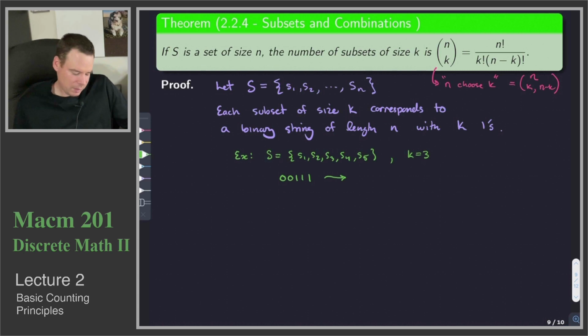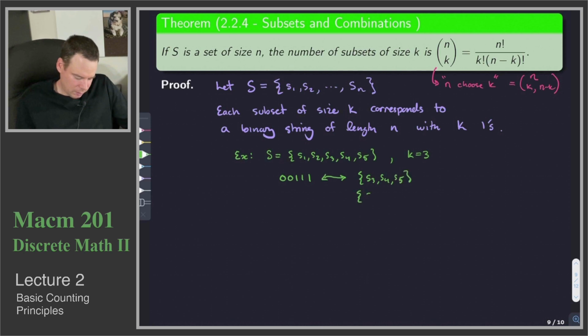So is S1 in the set? This is telling me nope. Is S2 in the set? Nope. Is S3 in the set? Yep. Is S4 in the set? Yep. Is S5 in the set? Yep. So I'm just reading 0 as no and a 1 as yes. So this corresponds to the set S3, S4, S5.